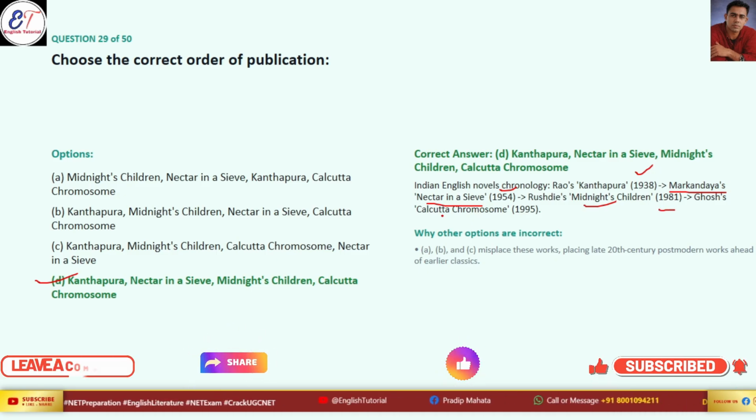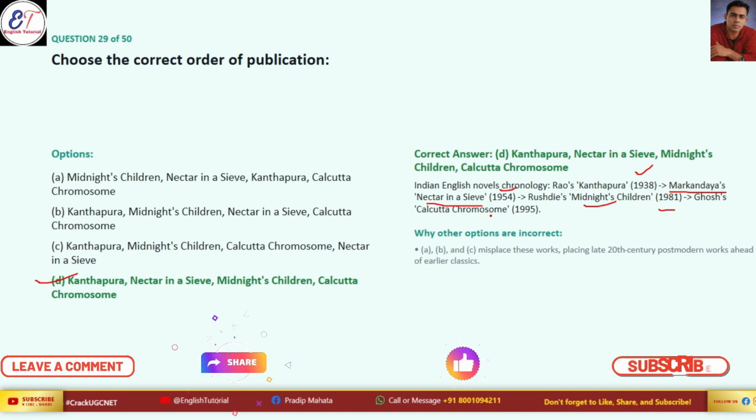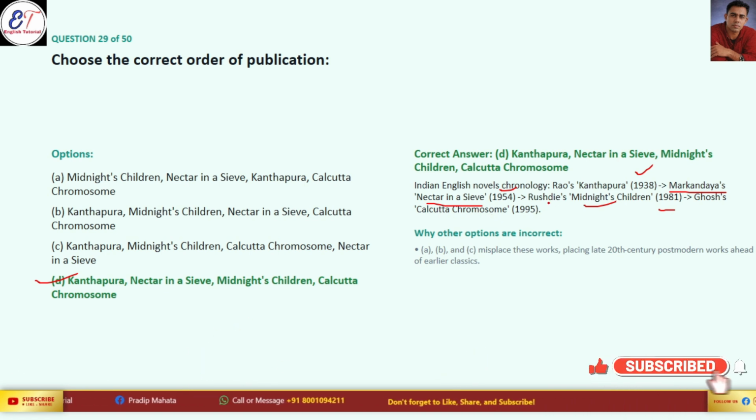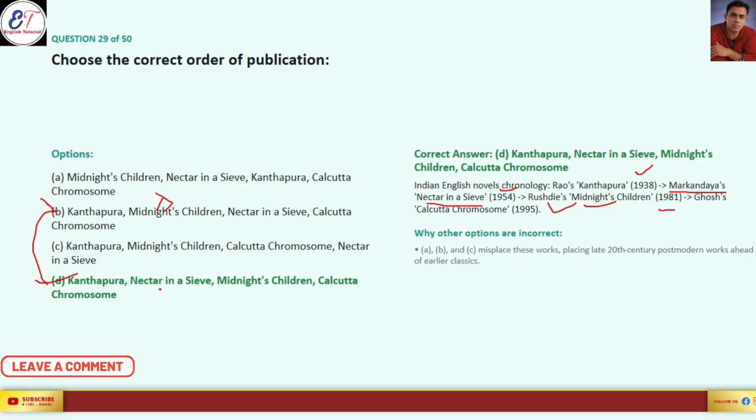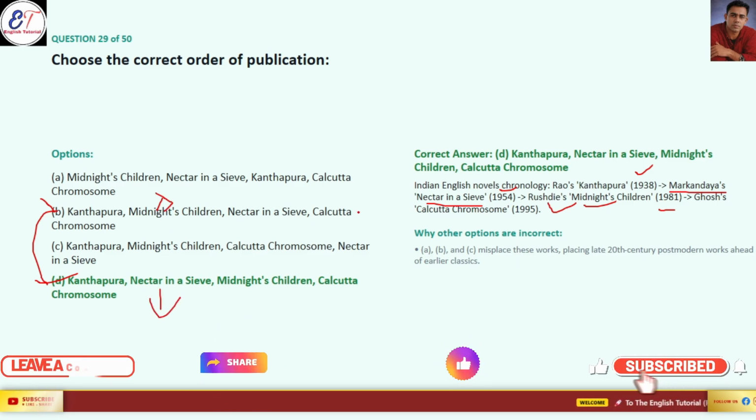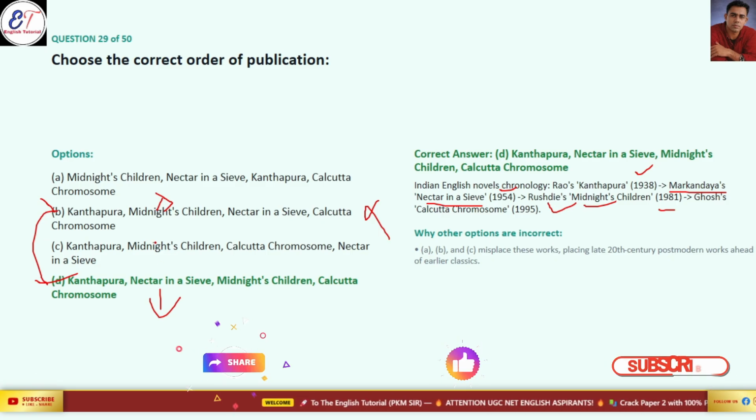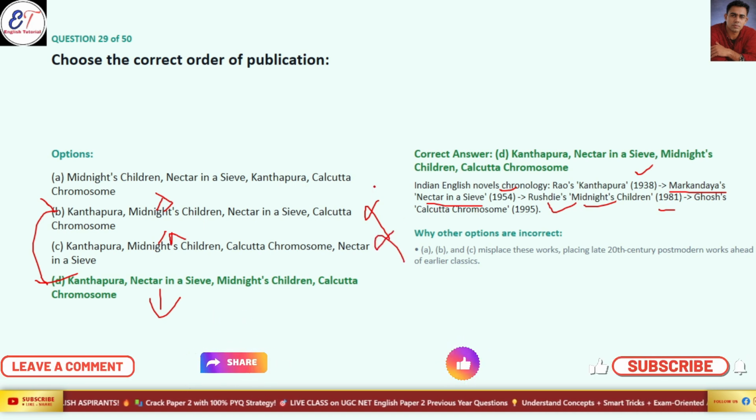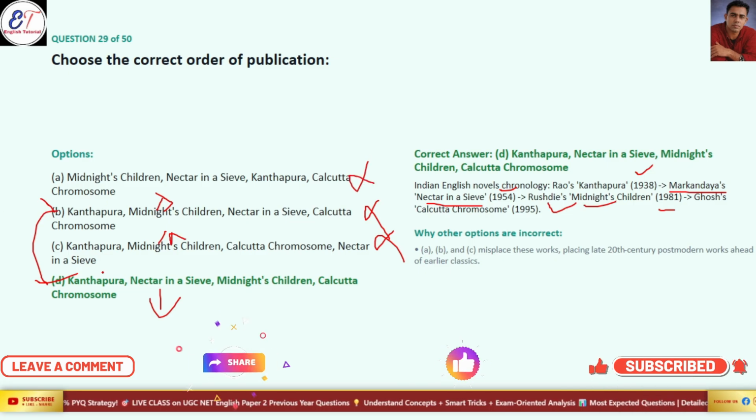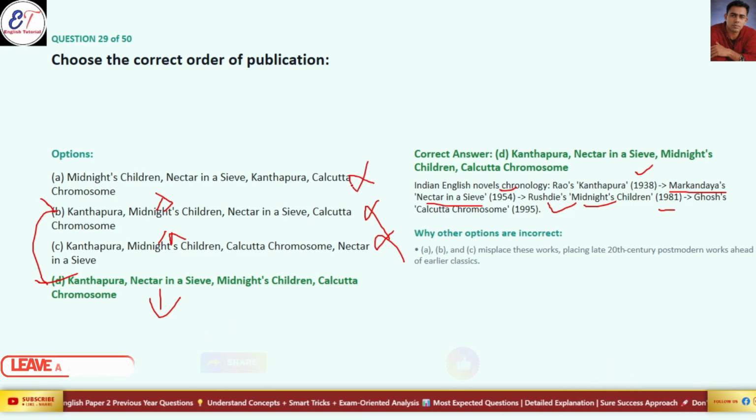Then Amitav Ghosh's The Calcutta Chromosome came in 1995. So this is our correct option. Let us compare to the other options. Kanthapura is given in the first position, but after that Midnight's Children comes, where the correct answer is Nectar in a Sieve. So this option is wrong. Kanthapura is again given in option C, but again Midnight's Children is in the second position, which is not correct. Nectar in a Sieve will be in the second position. This one is also wrong because Kanthapura is not in the first position.